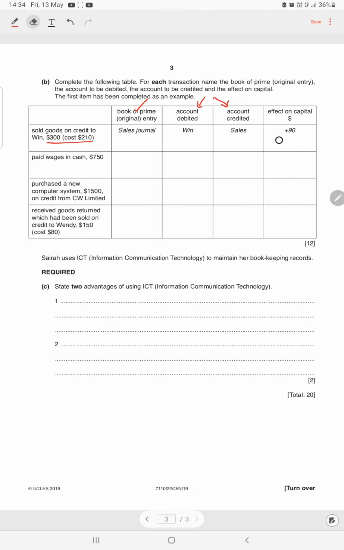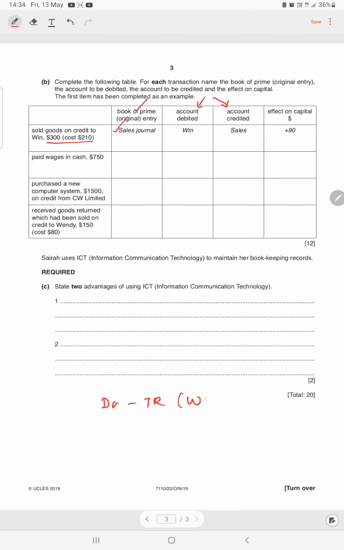Next, sold goods costing $300. So this is a credit sale. The book of prime entry is the sales journal. All credit sales go to the sales journal. The double entry for a credit sale is debit trade receivable.